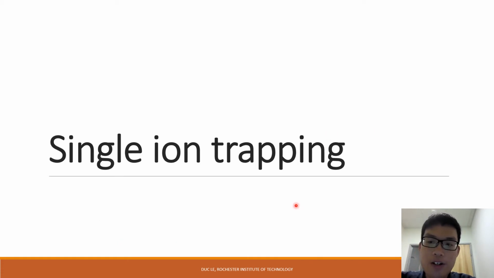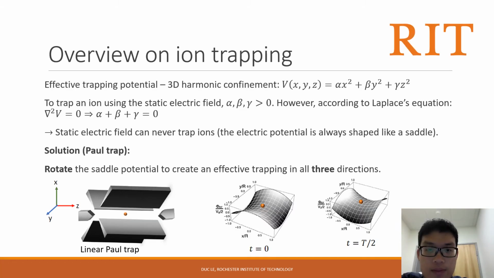So let's begin by talking about the simplest case of ion trapping, which is done for a single ion. To trap an ion, we will need an effective trapping potential, which is formulated in 3D as a harmonic confinement with coefficients alpha, beta, and gamma for the x, y, and z components. For the trap potential to be purely confining, these three coefficients have to be bigger than 0.